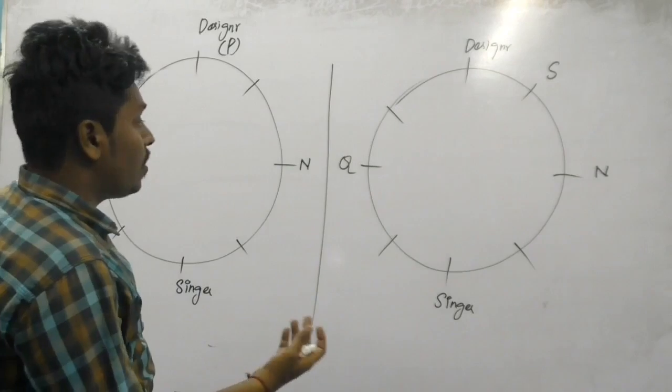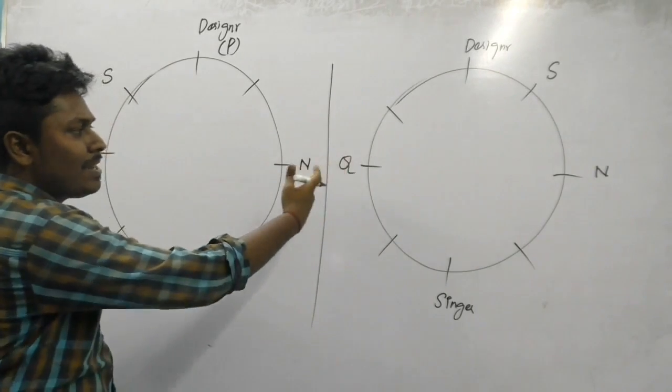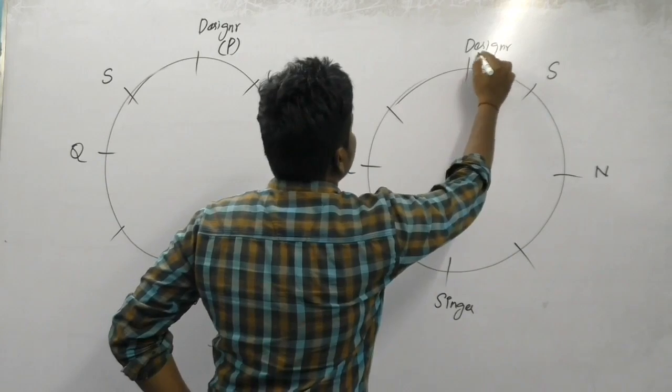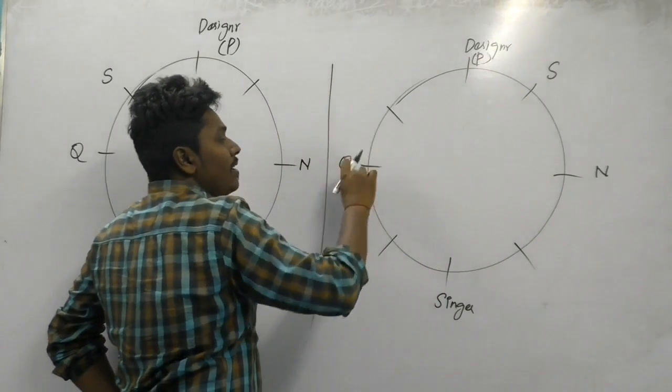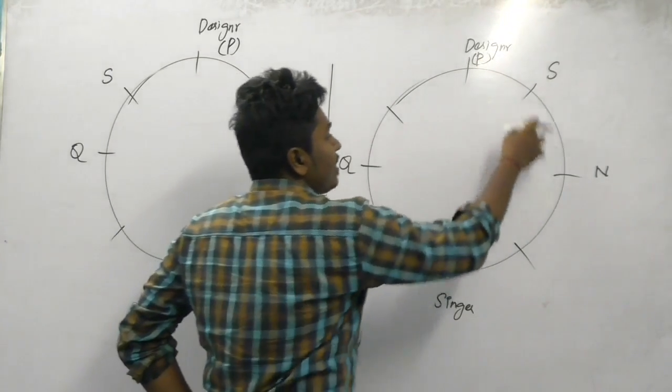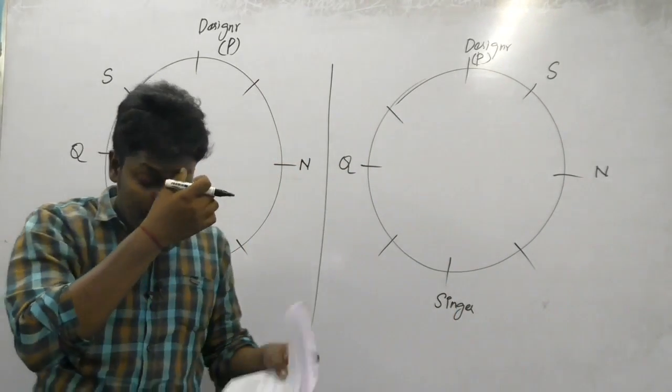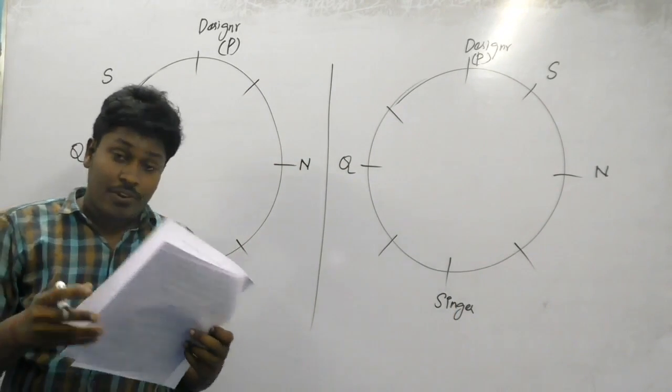Go for this diagram. Okay, where is Q? Both the diagrams have Q in the same direction. We can directly say that in this diagram also P will be a designer. Why? Because Q's neighbor can't be P, and N's neighbor can't be P. Also P is not a singer, so the only place for P is designer, right? Okay. And we can go for the next line.